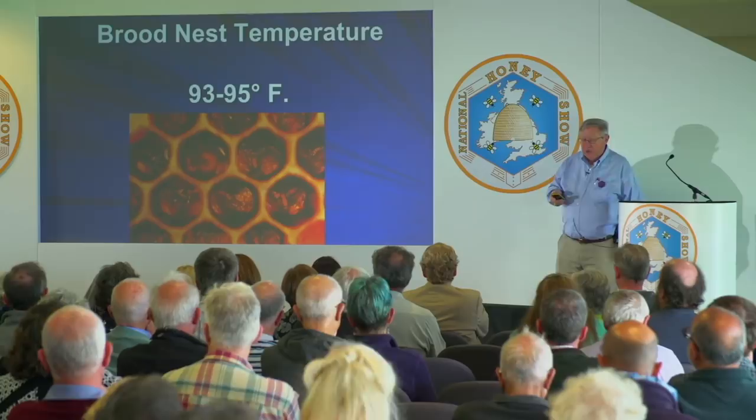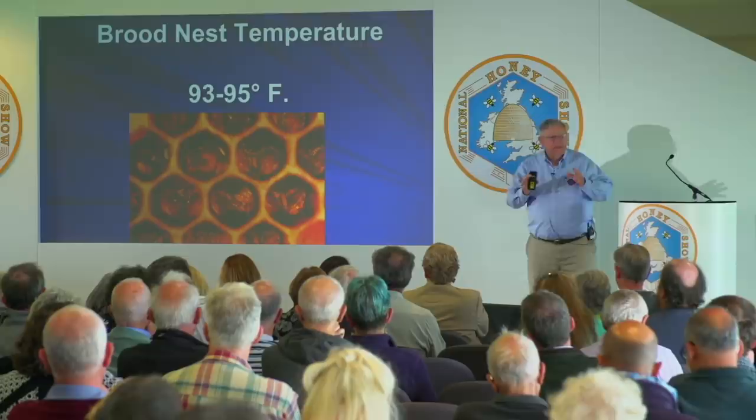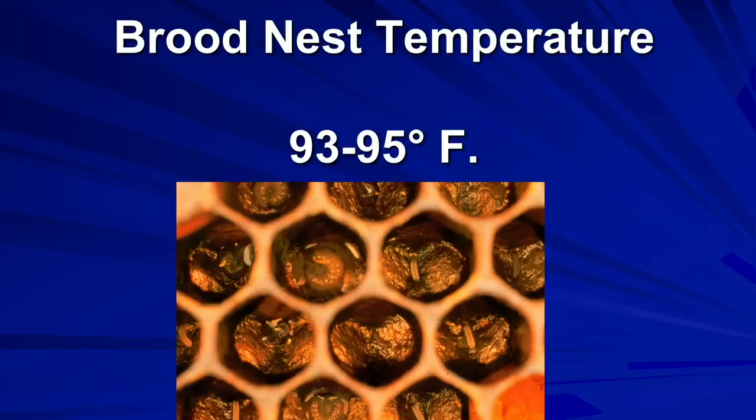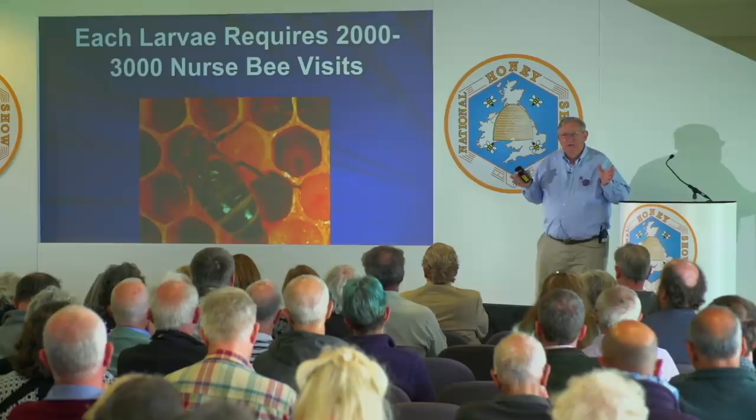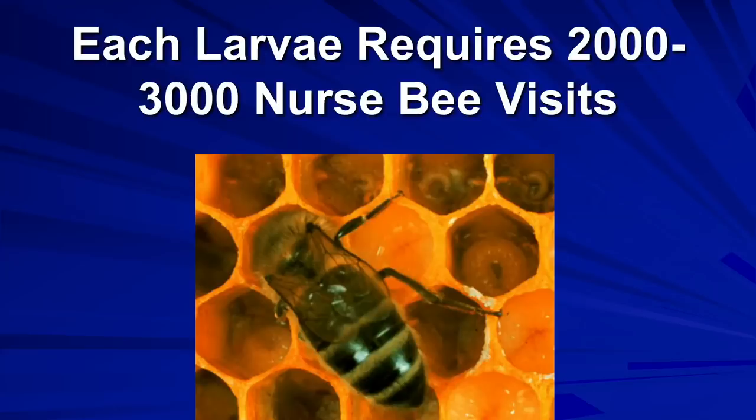You must have the minimum number of bees to maintain brood nest temperature. And ideally, if there's reproduction going on, if there's egg laying going on, the brood nest temperature must be between 93 and 95 degrees Fahrenheit. That takes a lot of bees to keep the temperature there, regardless of what the temperature is outside of the hive. Each larva, during its 6-day period of time, must receive somewhere between 2,000 to 3,000 nurse bee visits.